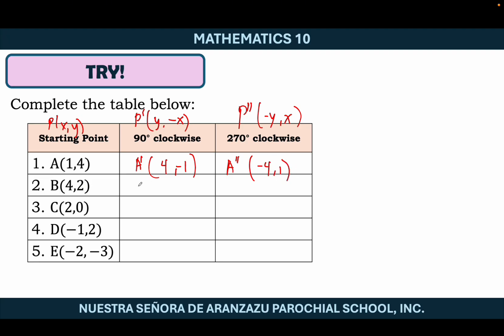Next, how about point B? So, our B prime, you switch their position, 2, 4, then change the sign of your x. So, this becomes 2, negative 4. And our B double prime, 270 degrees clockwise, becomes negative 2, 4. Okay, so to practice, sundan nyo lang tong A and B, then try to answer this example.